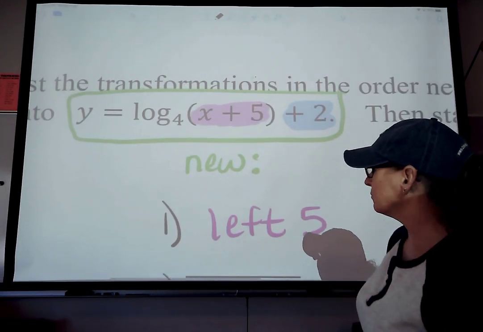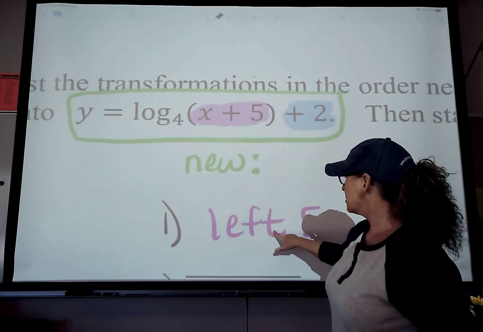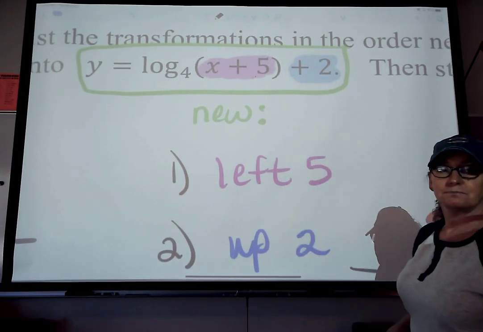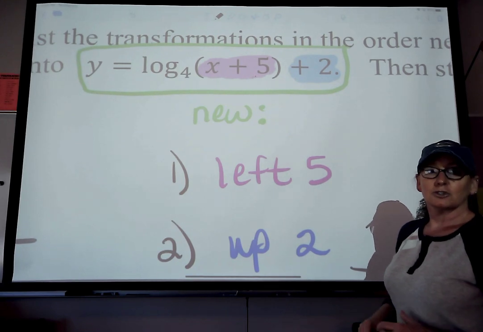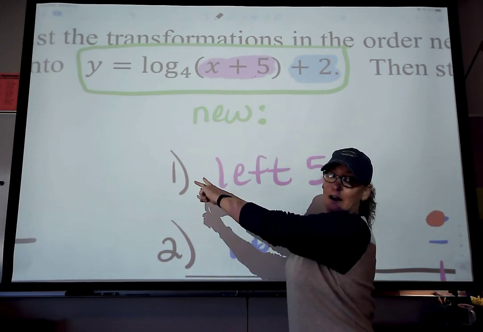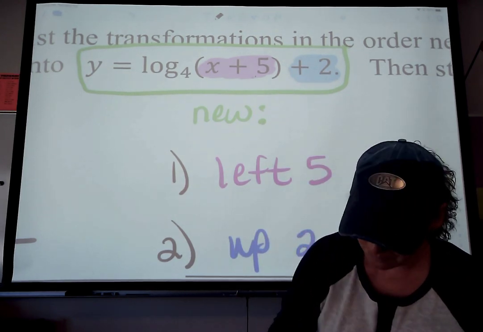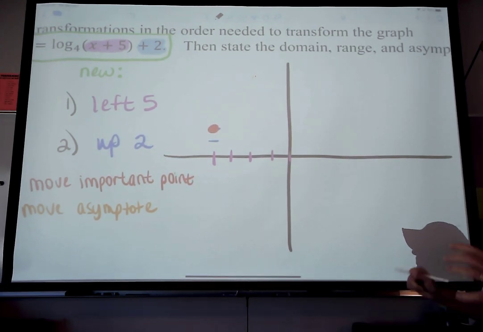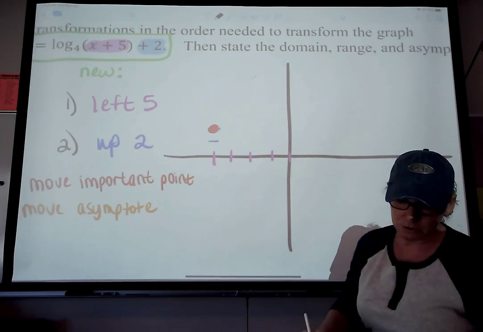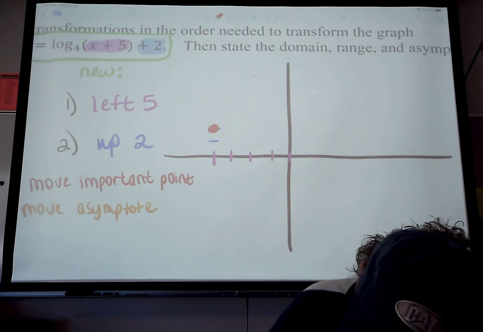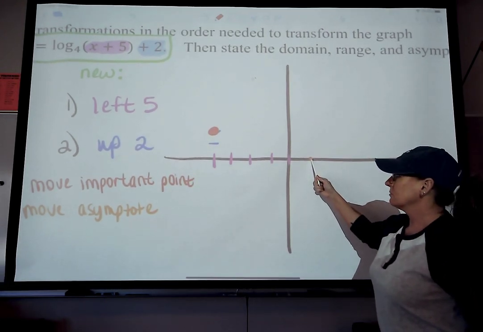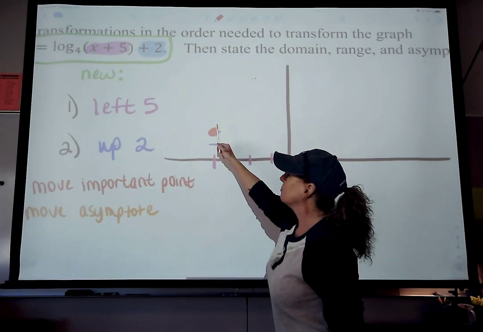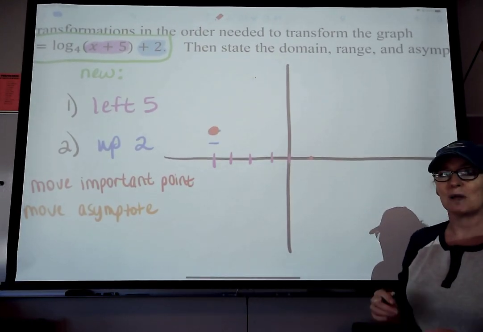Now, let's look at this one that's been transformed. So our new logarithm has now been shifted left 5 and up 2. So what I need you to do is take that normal graph, shift it left 5 and up 2. So, 2 things I want you to move before drawing your graph. First of all, move your important point. My important point was at 1, 0. I want you to move the important point left 5, 1, 2, 3, 4, 5, and up 2, 1, 2. Put it out there. That's our new important point.